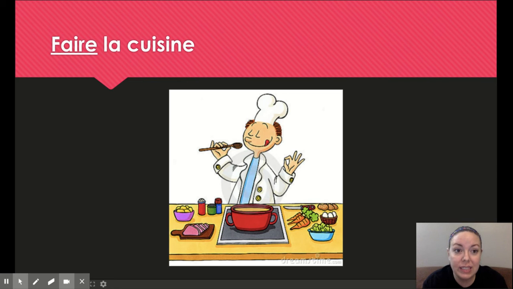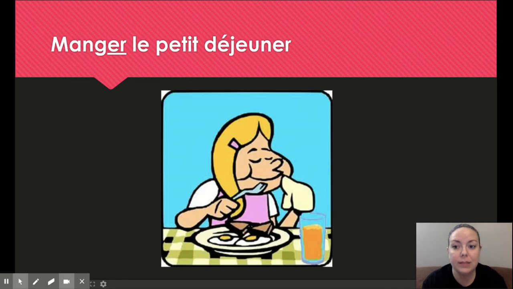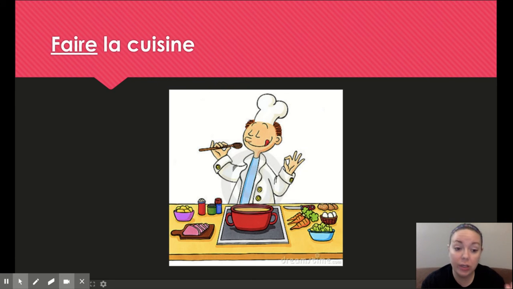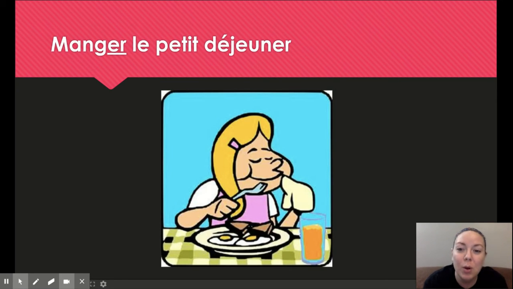Faire la cuisine, to cook. Literally, this is to make the food. Faire la cuisine. And you are not cooking yourself, so there is no se. Unless you're some sort of auto cannibal, none of you are cooking yourselves. Manger le petit déjeuner, to eat breakfast. Again, there's no se here because you are not eating yourself. You are eating pancakes and toast.